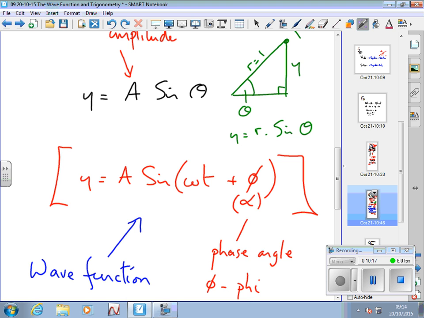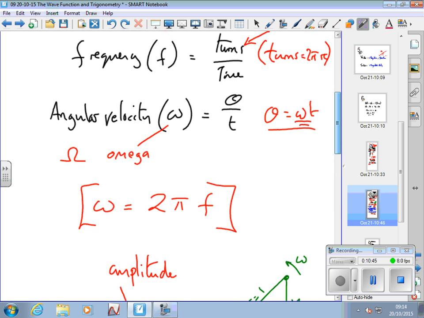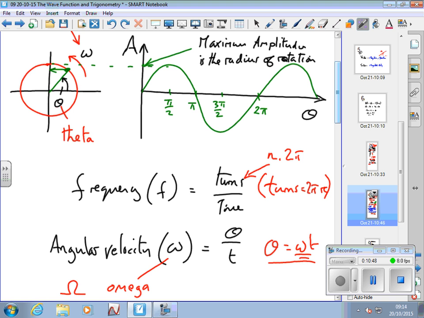However, we add this phi, or alpha sometimes, phase angle. What that is telling us is, it gives us the option to start not necessarily at 0. If you look at this part of the formula, and let t equal 0, that equals 0, then the sine of 0 is 0, so that means we start at y equals 0. In other words, we go back to here. When t equals 0, we're here. So we're starting at 0.